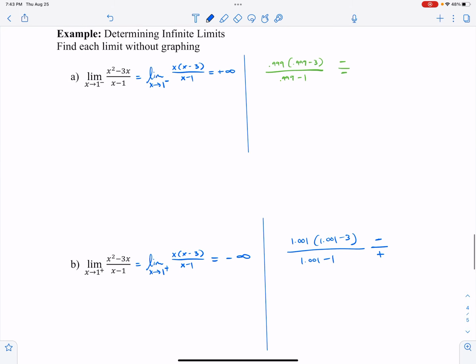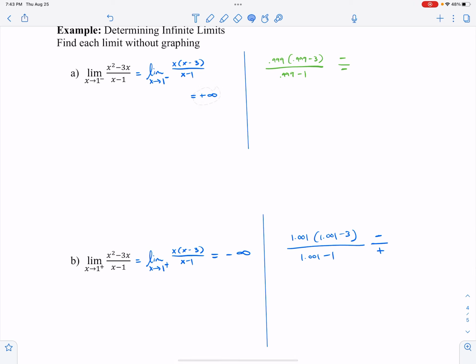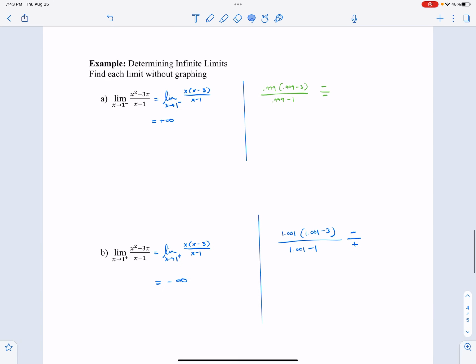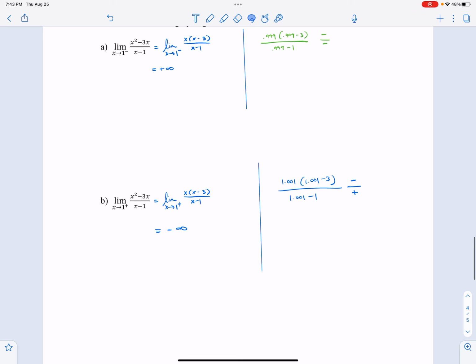I should have done vertical steps for these, so I'm going to move this underneath and this underneath. So both of these limits are DNE. This indicates that there is a vertical asymptote at x equals 1, because the one-sided limits are approaching different infinities for the two-sided limit. So as x approaches 1 of x squared minus 3x over x minus 1, all we would be able to say is DNE.